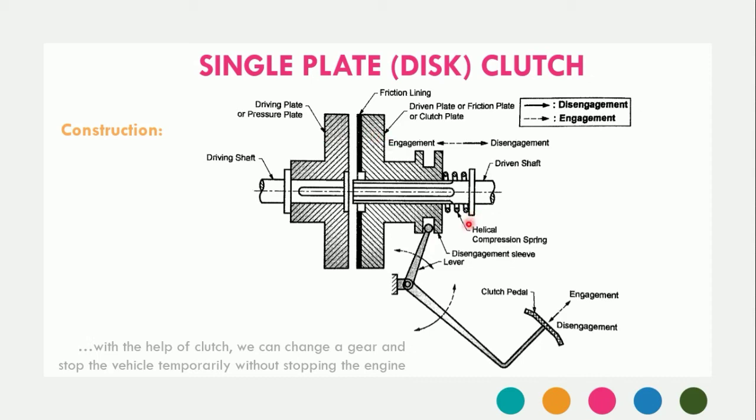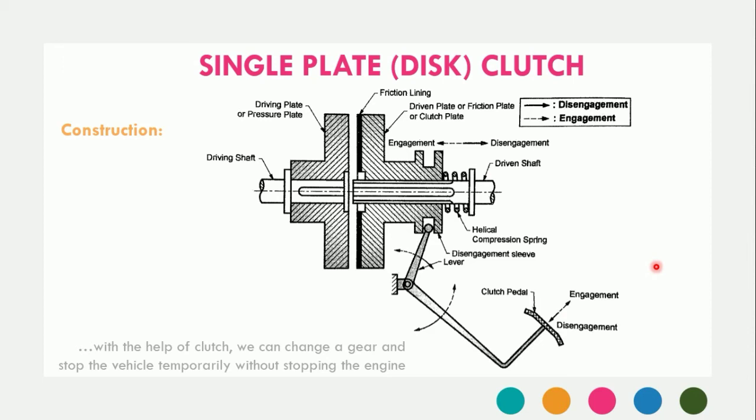On the other side, you find a helical compression spring. That helical compression spring exerts the axial force on the driven plate or friction plate. Then just to the lower side, you find the disengagement mechanism, which consists of the disengagement sleeve and two levers, and that lever is connected with the clutch pedal. So this is all about the construction of the single plate clutch.